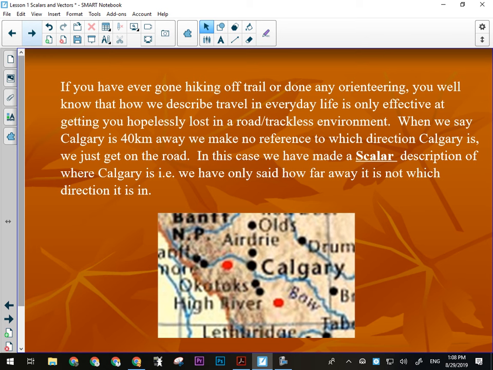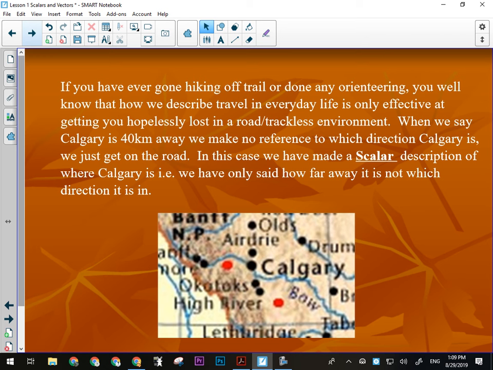Okay, so there are two different ways to describe things, with scalar quantities and with vector quantities. Scalar quantities are only going to give you a magnitude and units. Magnitude would be the measured value of whatever variable we're talking about. So if it's distance, it would be Edmonton is 320 kilometers from Okotoks.